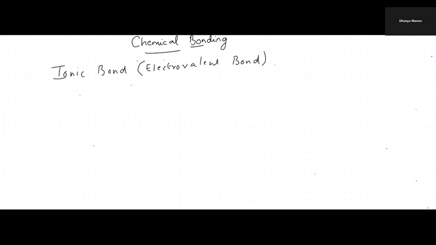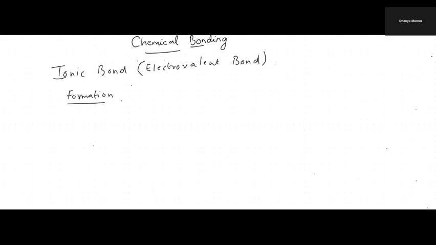Okay, so in this we will be learning about Lewis dot structure. We will be learning about the conditions for forming electrovalent or ionic bonding, properties of ionic bonding. Now, formation. First is formation. How it is formed, or between which species it is formed.